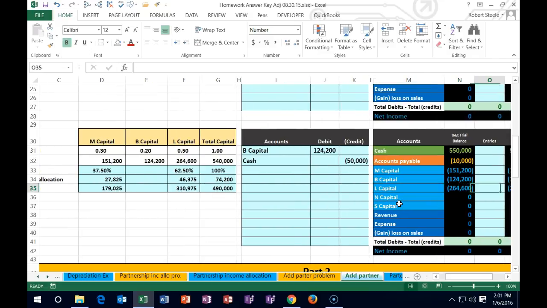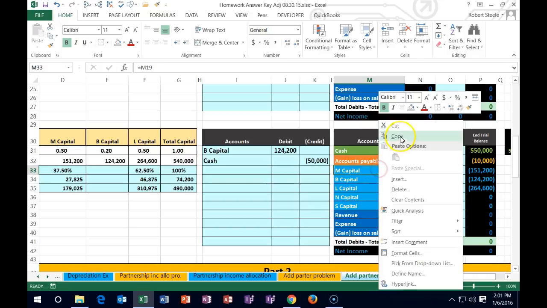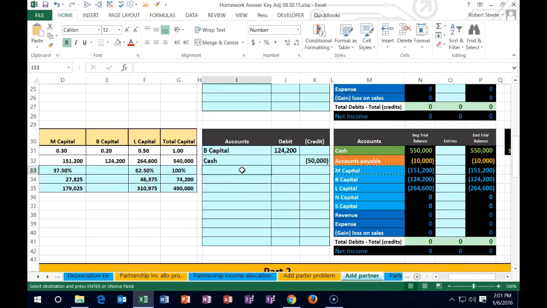All right, so let's post that over here. That means that M, we were left over here with the fact that we need some credits in order to balance this out. The credits are going to go to M's capital account. M has a credit balance. If we credit again, it's going to make it go up. So I'm going to copy this. We're going to put our cursor in I33, right click, paste 1, 2, 3. We're going to credit the capital account balance for 27,825. So negative 27,825, enter.